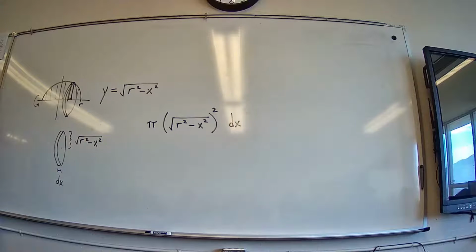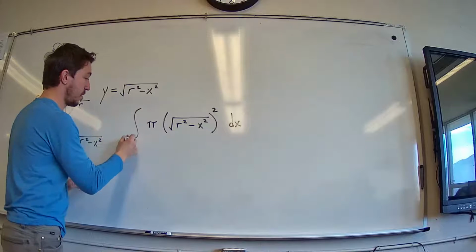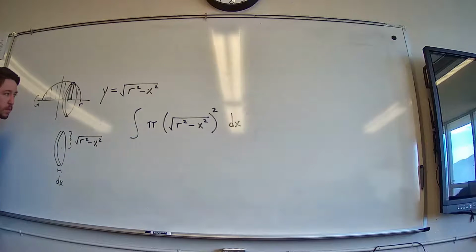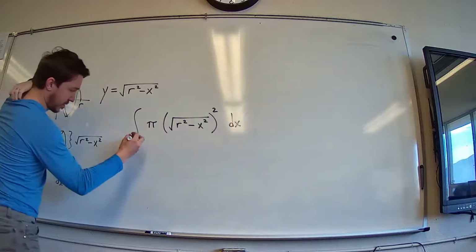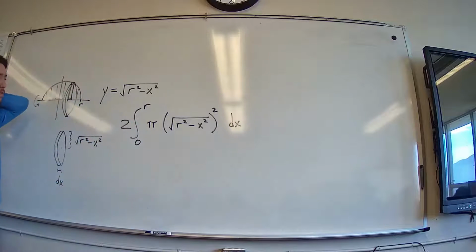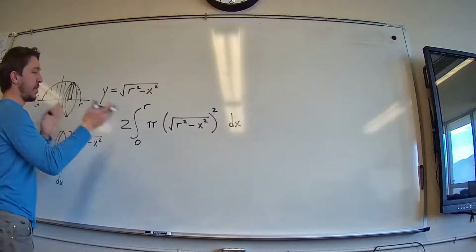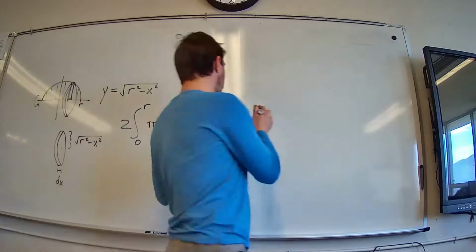Okay, and then we gotta integrate, right? So what's our bounds of integration? We could go 0 to r as long as we double the whole thing, so that's totally fine, because it's symmetrical. The right half is the same volume as the left half.